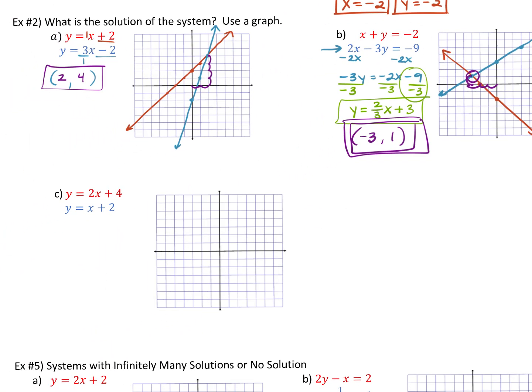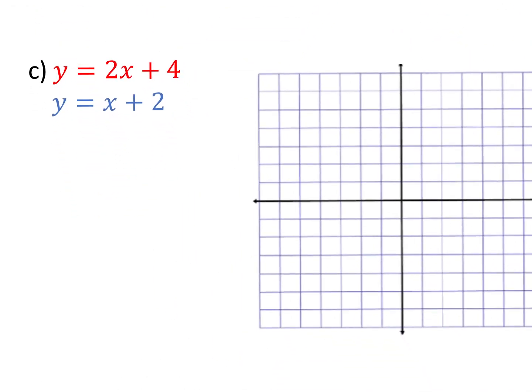These are both in slope-intercept form, which is beautiful. You don't have to do anything to them. You're just going to graph them. So this first one, plus 4, where do you move? Up 4. 1, 2, 3, 4. That's my y-intercept, right? That's my y-axis. And then your slope is 2. Remember, that's 2 over 1. So you're going to go up 2, 1 to the right, and plot that point.